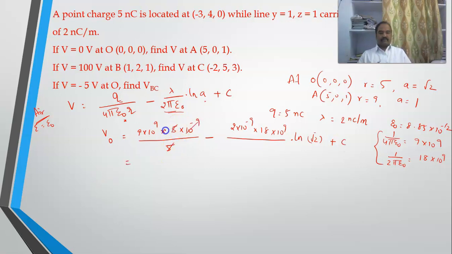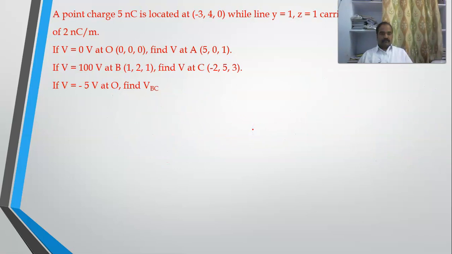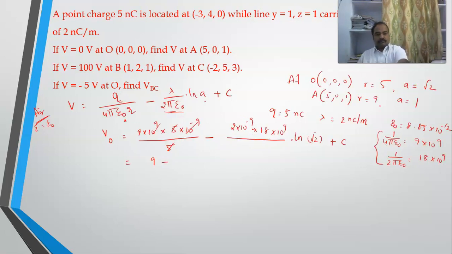See what is the value here? 5 will go, 10 to the power of 9 and 10 to the power of 9 will go. This is 9, and 2 into 18 is 36. So 36 into ln of root 2. Let me do the calculation. I have done 36 into ln root 2 immediately on the calculator.